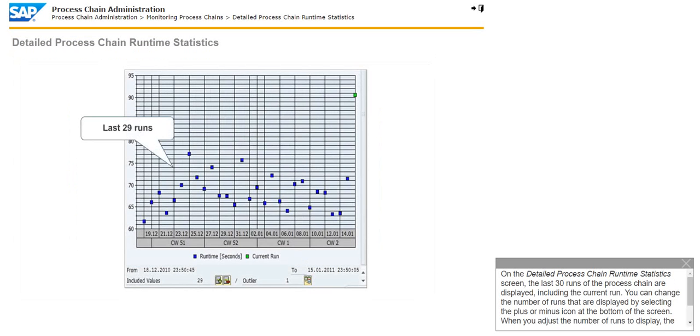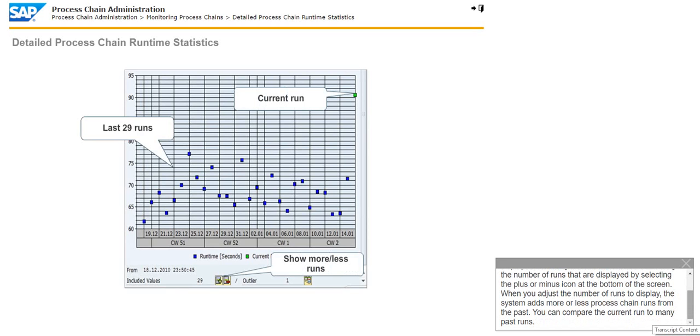On the detailed process chain runtime statistics screen, the last 30 runs of the process chain are displayed, including the current run. You can change the number of runs that are displayed by selecting the plus or minus icon at the bottom of the screen. When you adjust the number of runs to display, the system adds more or less process chain runs from the past. You can compare the current run to many past runs.